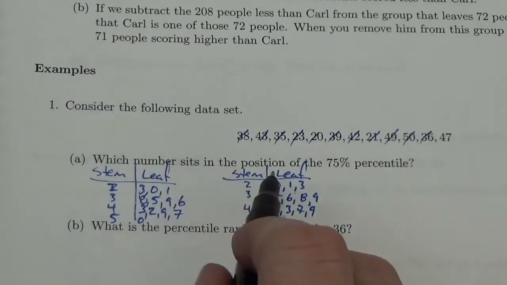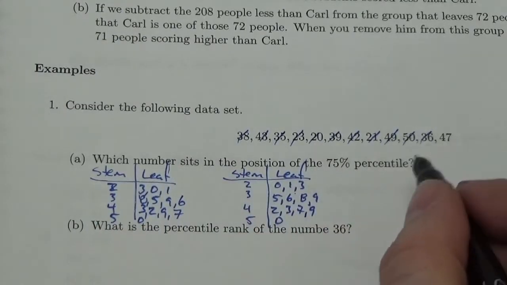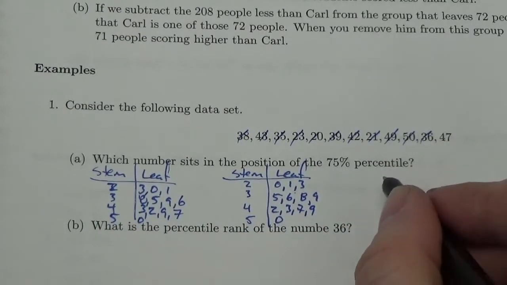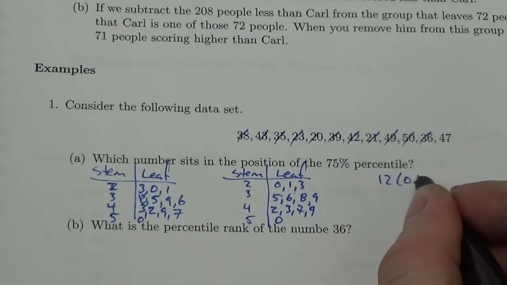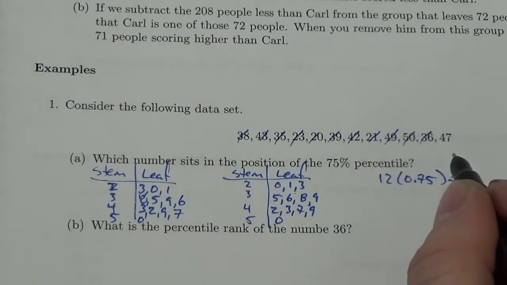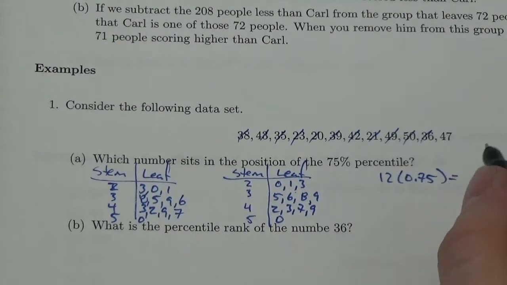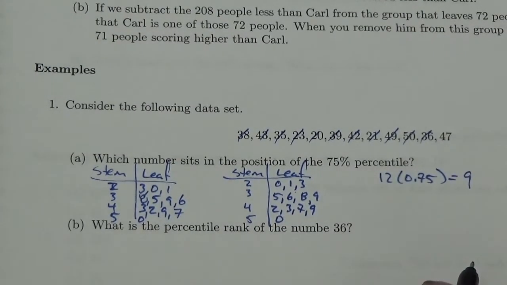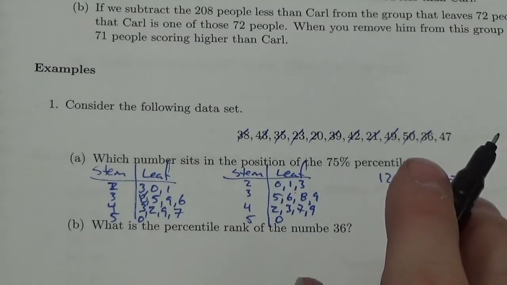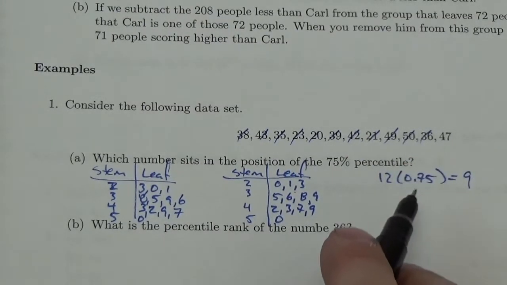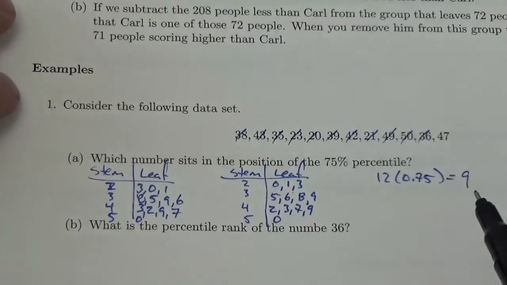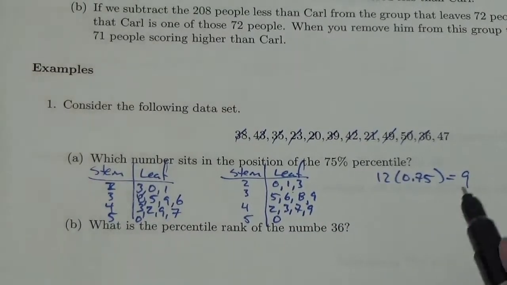So what number sits in this position of the 75th percentile? Okay, well, there's 12 items here. So what I want to do is figure out, what is 75% of 12? So I go to my calculator and 12 times 0.75, and I get 9. So the number that's in the 75th percentile is going to be larger than 9 of these items.